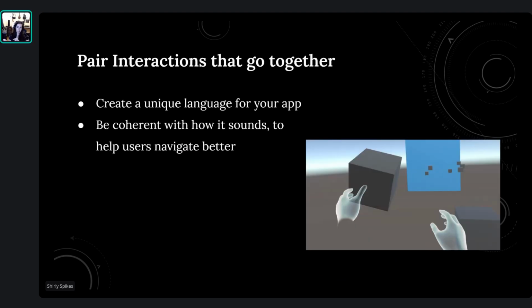Pair your interactions together. This is something that I showed with the voiceover, but please, as much as possible, if you have open and close, tap and release, press and release, grab and let go, try to pair them together, because that's going to ease the mind of your user and they're going to feel a lot better in the experience.